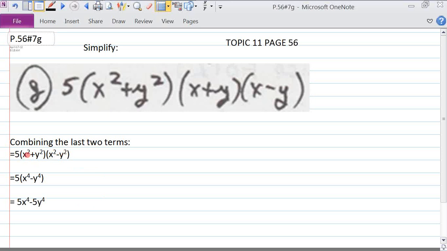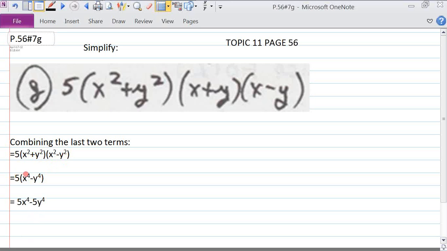So now we're going to multiply the contents of this bracket by the contents of that, using the FOIL. And again, the inner and outer will cancel. In other words, the outer is minus y squared x squared, and the inner is plus y squared x squared, so they cancel to 0. So the first times the first gives me x to the 4th, and plus y squared times minus y squared gives me minus y to the 4th.